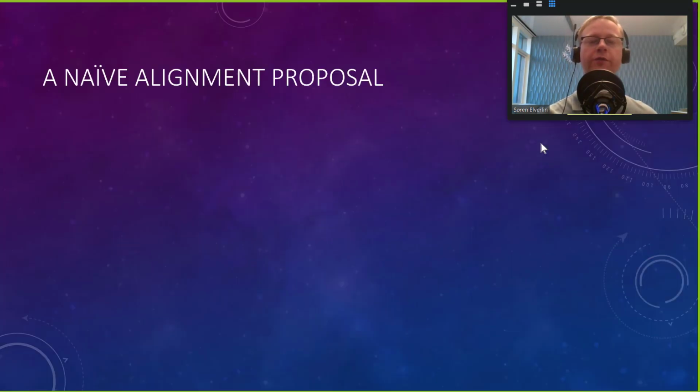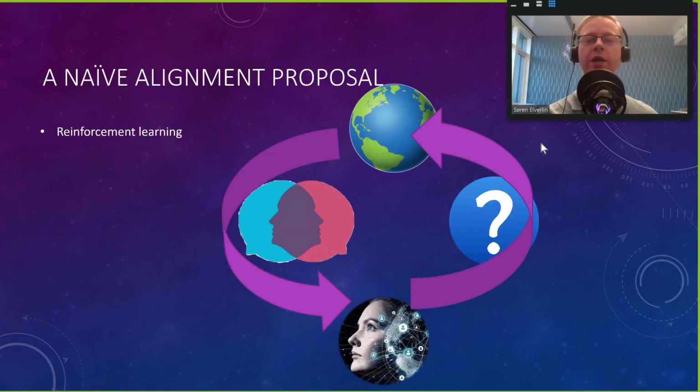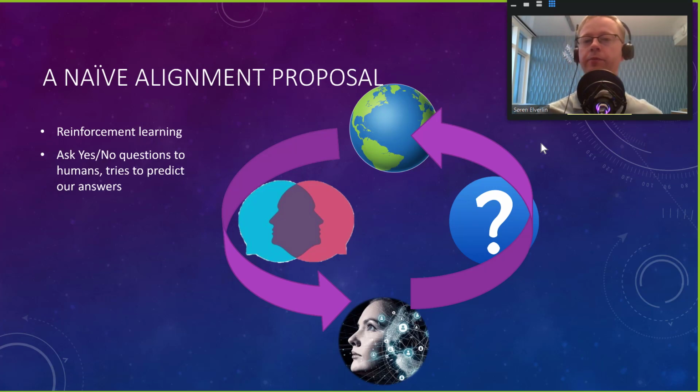So let me start with a very naive alignment proposal and see how it fails. We are going to use reinforcement learning to learn human values and then maximize that. So this is like a classic example of reinforcement learning.